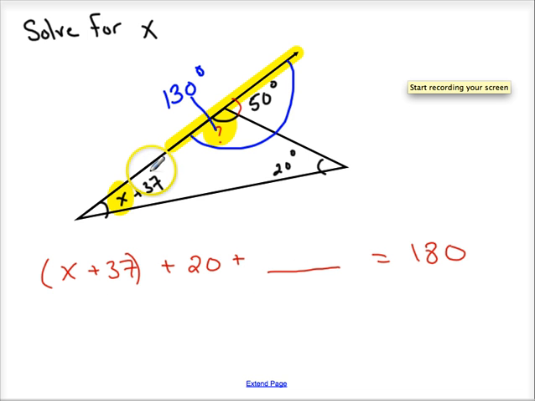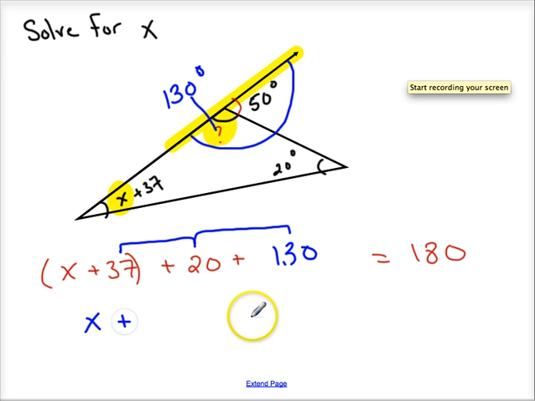So now I can say that x plus 37, this angle here, plus 20, this angle here, and plus this missing angle, which we now know is 130, all equals 180 degrees. One way to do this. Combine like terms. So 37 plus 20 plus 130, I get an answer of what? 187. 187 equals 180. I'm solving for x. What's my next step? Subtract 187. Excellent. Subtract 187 from both sides.